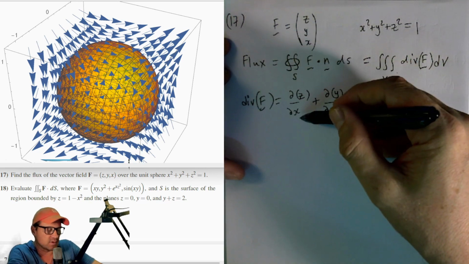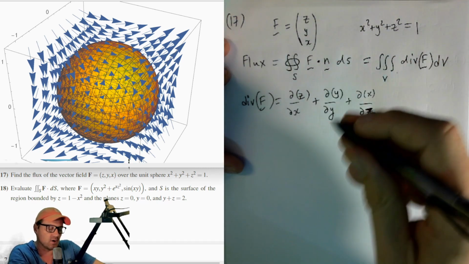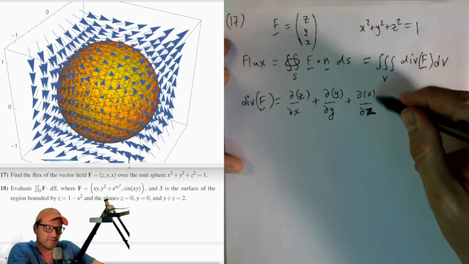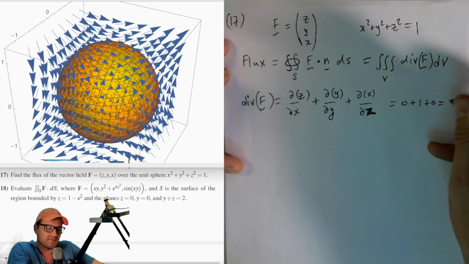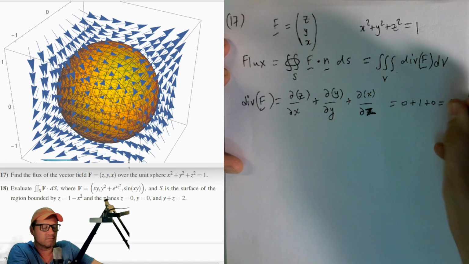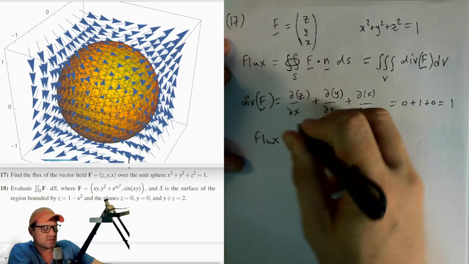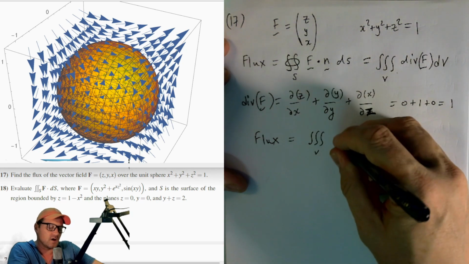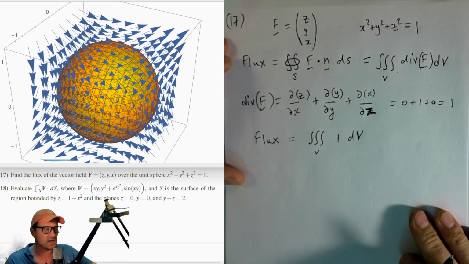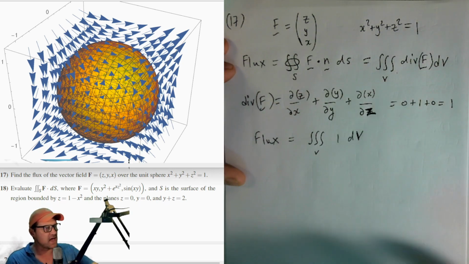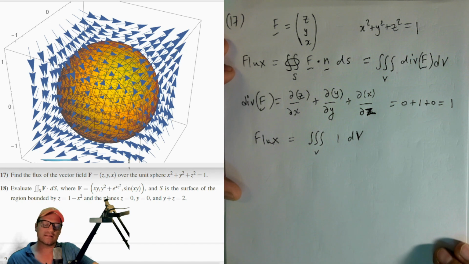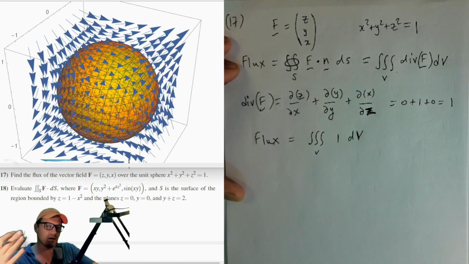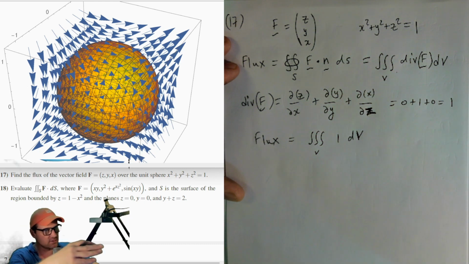The derivative of z with respect to x partially is 0. The derivative of y with respect to y is 1. And the derivative of x with respect to z is 0. So we have div F equals 1. So this formula up here gives us that the flux is the triple integral over V of 1 dV. Okay, and so that's the volume inside that ball. So let's calculate this. We know it's going to be 4/3 pi r cubed, where the radius here is 1.